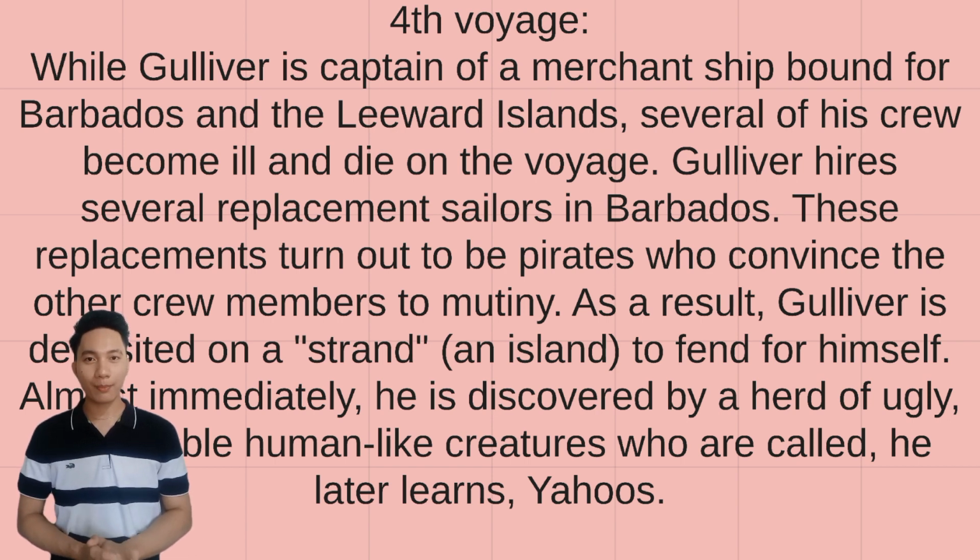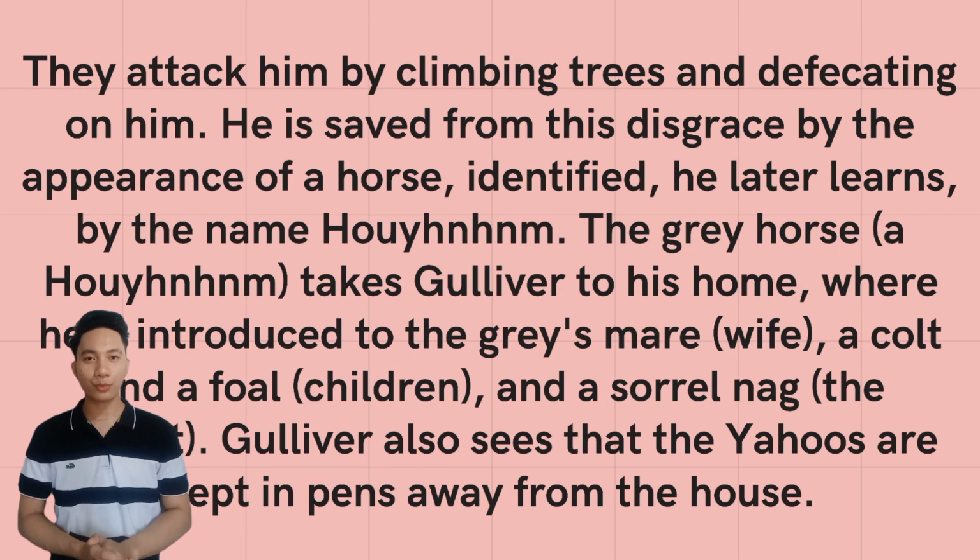Almost immediately, he is discovered by a herd of ugly, despicable human-like creatures who are called, he later learns, Yahoos. They attack him by climbing trees and defecating on him. He is saved by the appearance of a horse identified, he later learns, by the name Houyhnhnm.